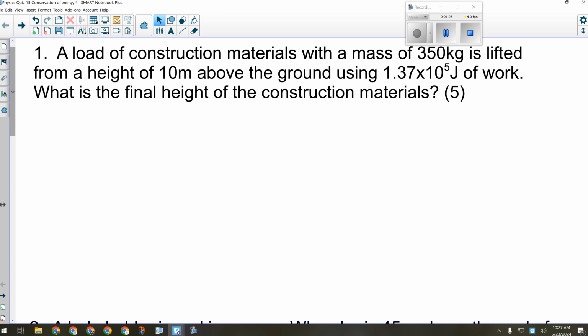Okay, so a load of construction materials has a mass of 350 kilograms. Okay, and it is lifted from a height of 10 meters above the ground. Okay, so that would be my what? Initial height, because it's lifted from there. To an unknown height, okay, using 1.37 times 10 to the 5 joules of useful work. Is it okay that I put that in scientific notation?